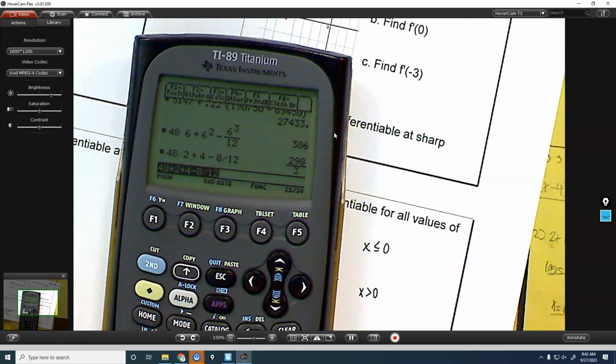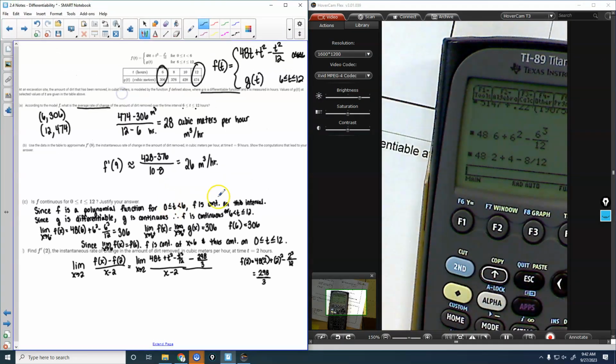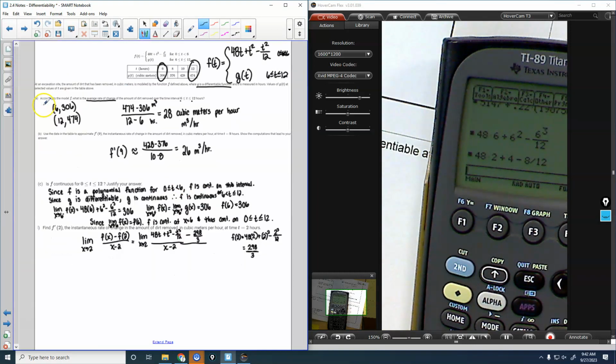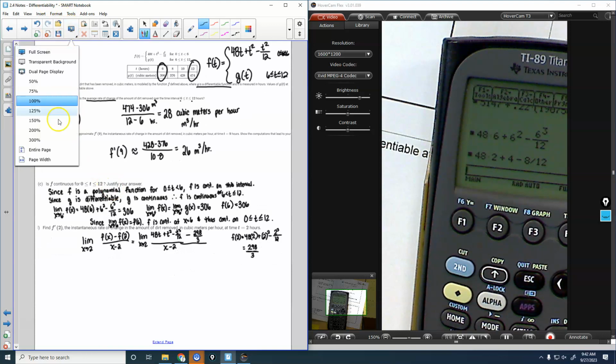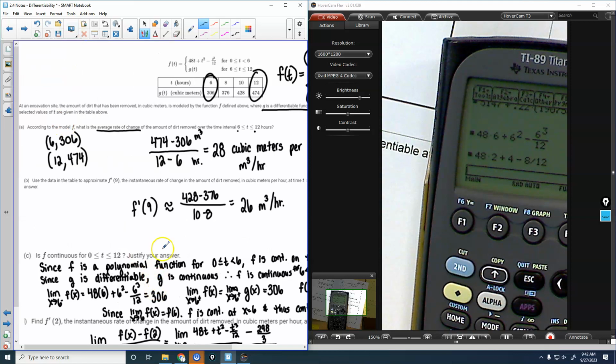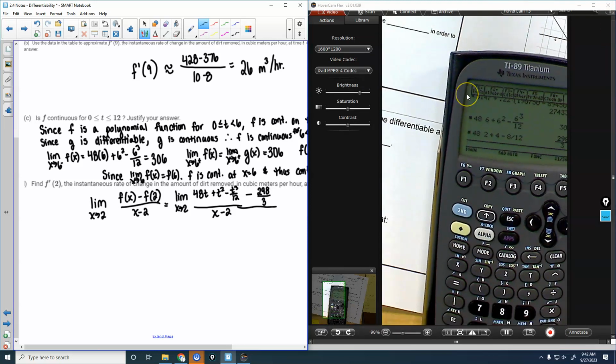All right, and here's what we're going to do. So let me split screen this. All right. So, let me show you this way. This is something good to know how to do on the calculator.